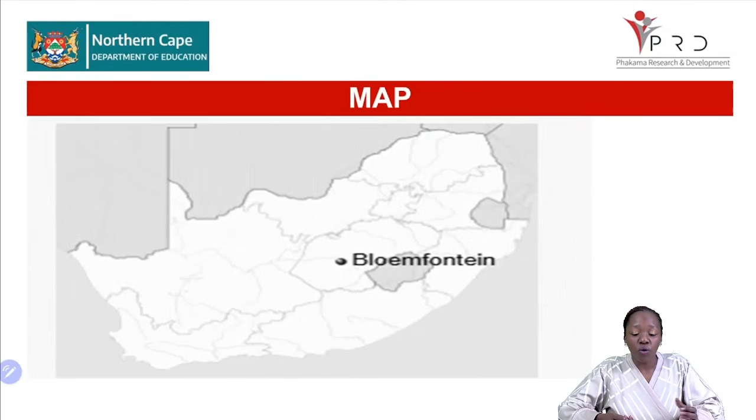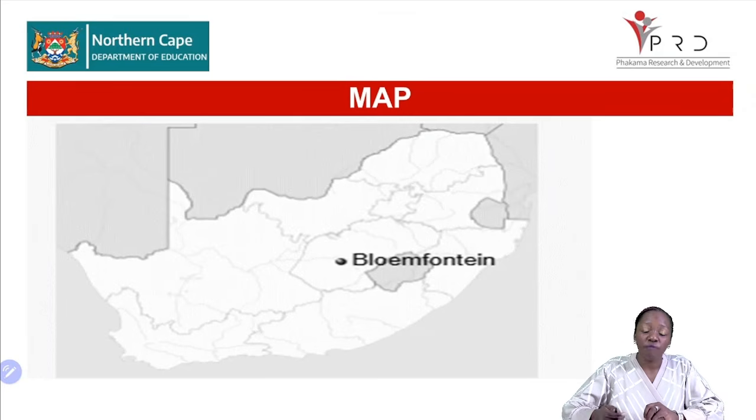Then you will also be given the location of the area that is being asked about. So here we've got the map of South Africa, and then they give you the location. Where is this area? We are talking about the map of Bloemfontein. So you can see there, here is Bloemfontein.